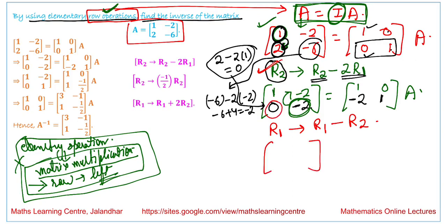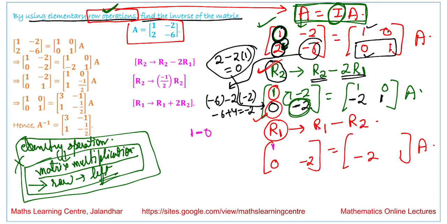This element we have already made 0, so it will not change this element. Now row 1 is being changed, so row 2 is as it is in both the matrices. The elements we write over here are row 1 minus row 2. Row 1 is 1 minus 0, which is 1. Next is minus 2 plus 2, which becomes 0. So the second element becomes 0.